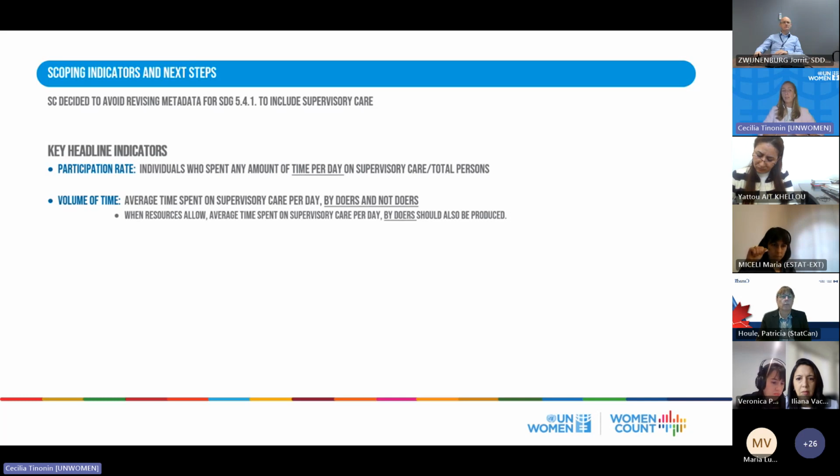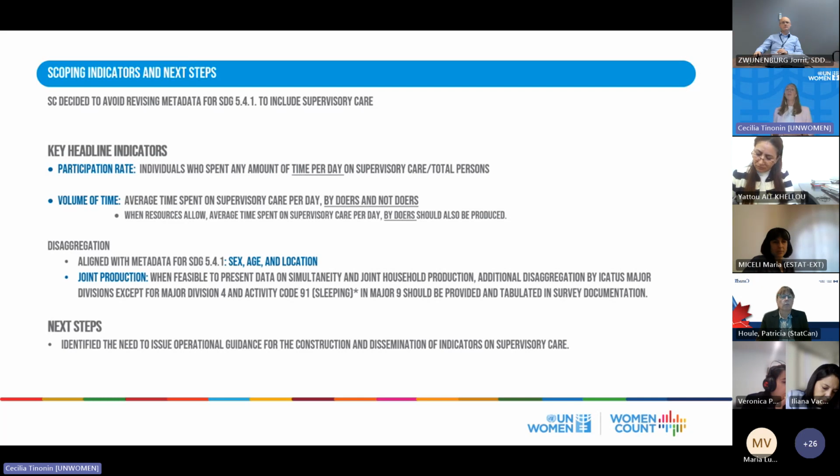One is the participation rate. These are classical, traditional time use indicators. The participation rate looks at individuals who spend any amount of time per day on supervisory care, and the volume of time, the average time spent on supervisory care per day, both by doers and non-doers. In terms of further guidance, when resources allow, the average time spent on supervisory care per day computed only for the doers should also be produced, to really highlight the gender gaps in the provision of supervisory care. The disaggregation, we agreed, should be aligned with the metadata for SDG 5.4.1: sex, age, and location.